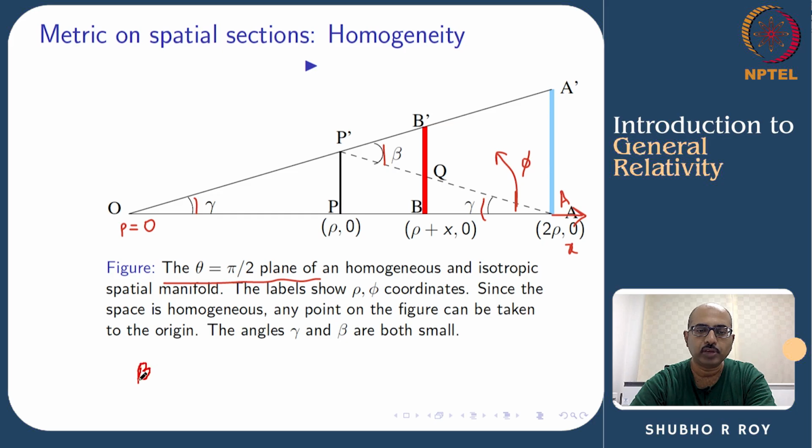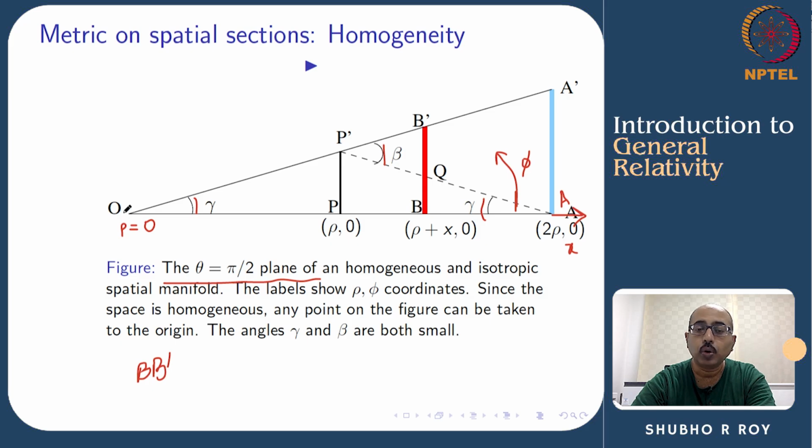So BB prime, which I have shaded in red. What is the length of this BB prime? And you're going to say, okay, I can use the metric because I know the metric on spatial sections. I can use the metric to write down the distance between B and B prime, and that will give me the length of BB prime. Now, if you do that, you can do it in two ways.